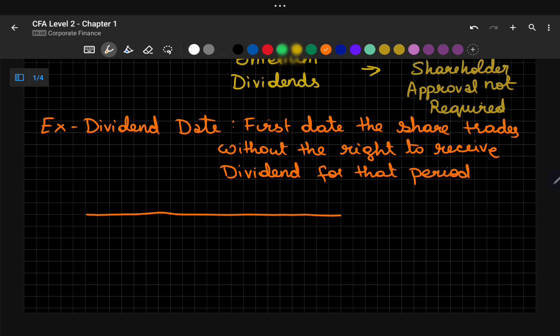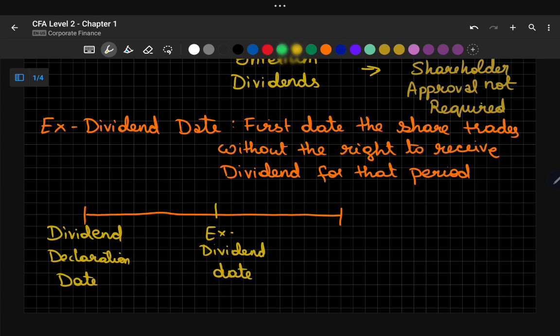If we take it in the form of a number line, there would be a date when the dividend is declared. I can write the first one as dividend declaration date by the board of directors. Then comes the ex dividend date.